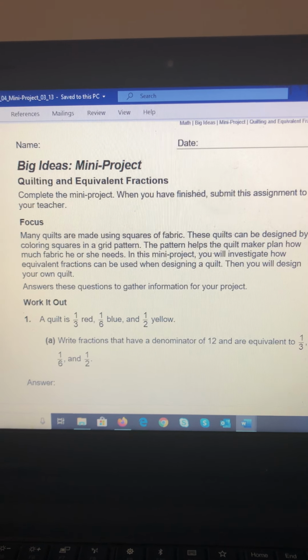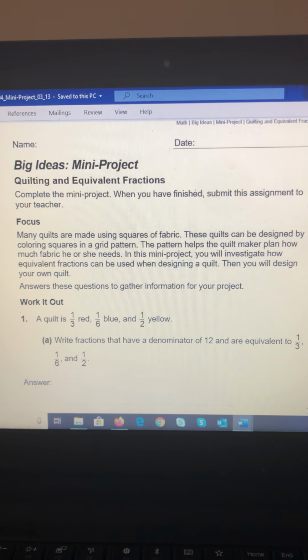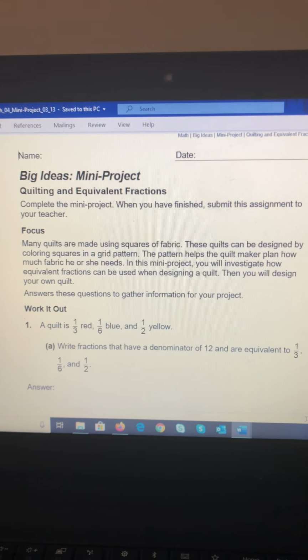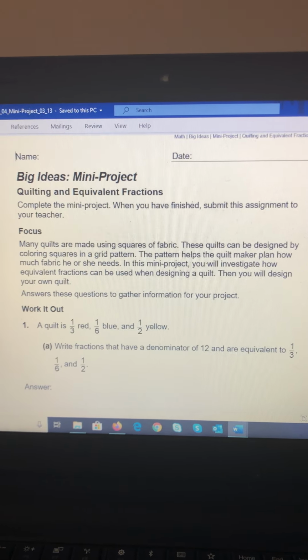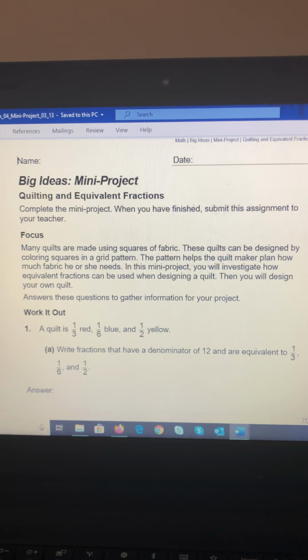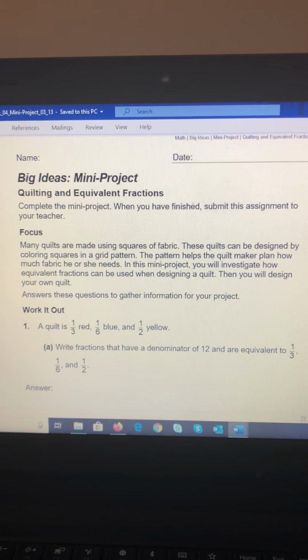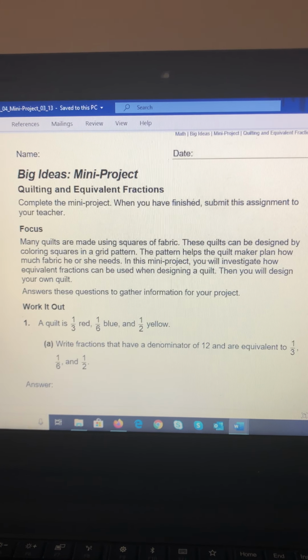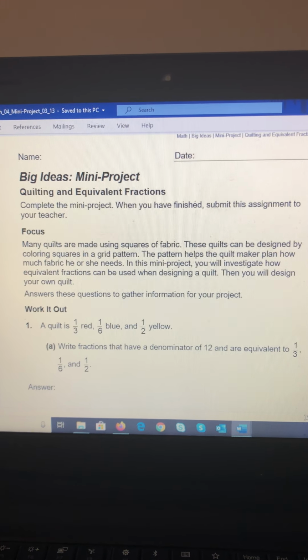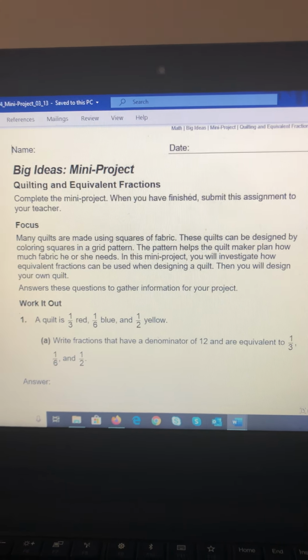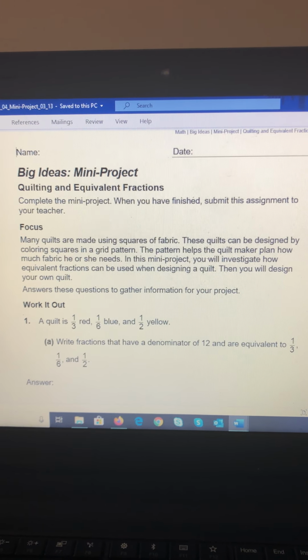So let's take a look. The focus says many quilts are made using squares of fabric. These quilts can be designed by coloring squares in a grid pattern. The pattern helps the quilt maker plan how much fabric he or she needs. In this mini project, you will investigate how equivalent fractions can be used when designing a quilt. Then you will design your own quilt. Answer these questions to gather information for your project.